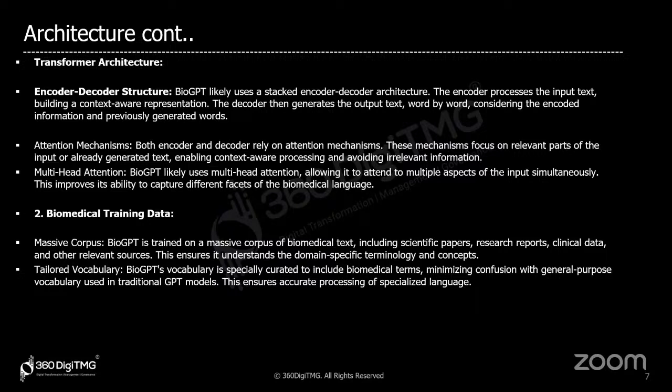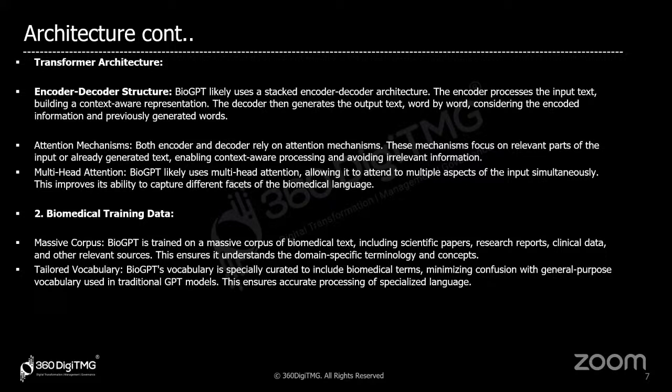BioGPT likely uses a stacked encoder-decoder architecture. The encoder processes the inputs and forms context-aware representations. It forms a machine-encoded format. The input will always be in textual format, right? So just as we form the embeddings, that is how we build the context vector, or context-aware representations.